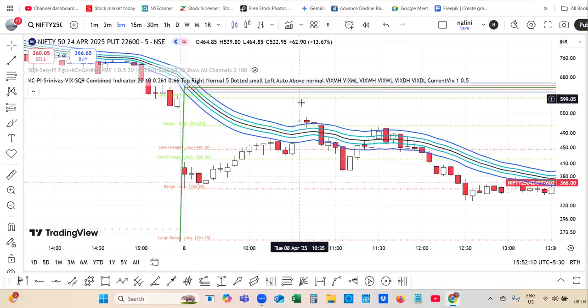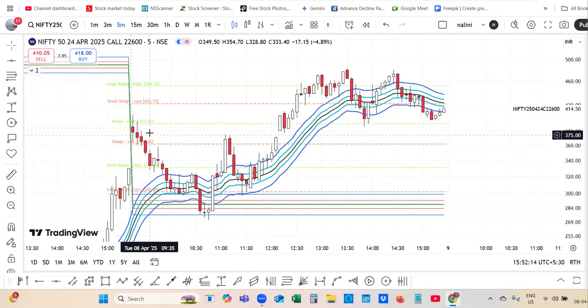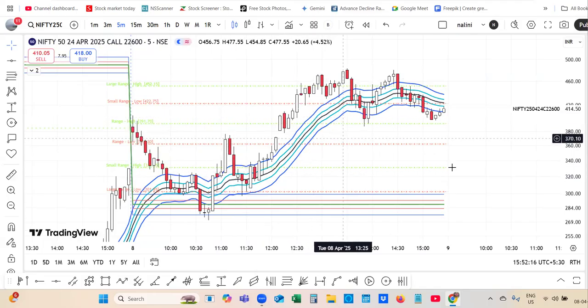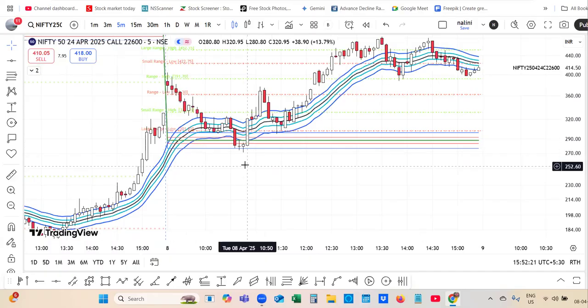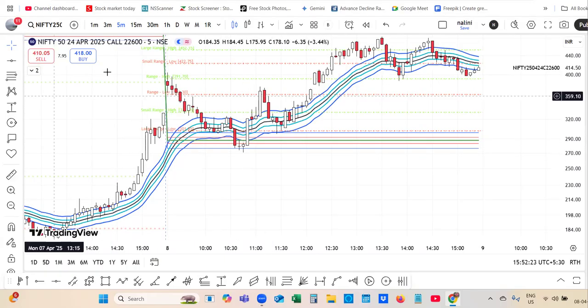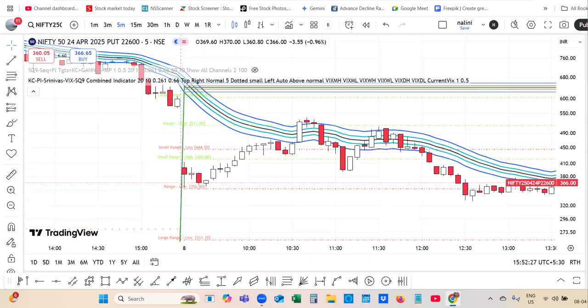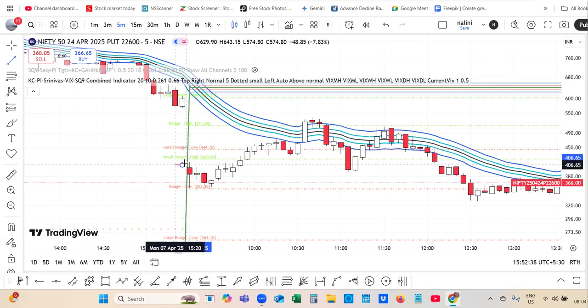If I go to this, you can clearly see the trend is up. The bias was towards the call option. But you got a trade in the morning in the put option. In the put option, if you go, it gapped down and made a double bottom. It is 1, 2, 3, 4, 5, 6. 6 candles.